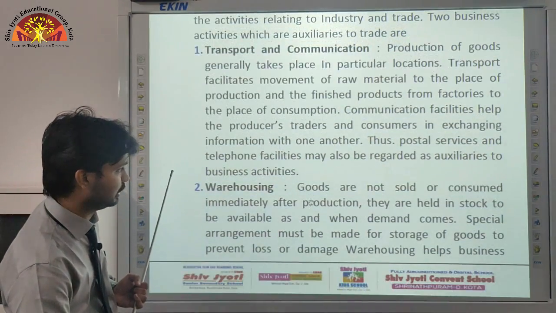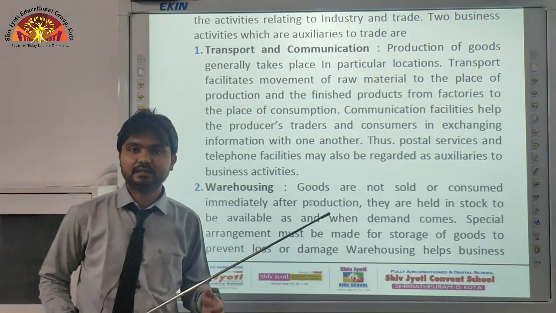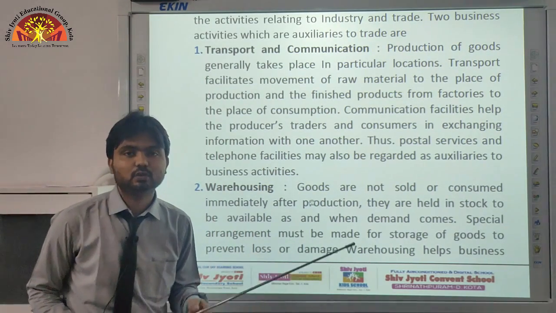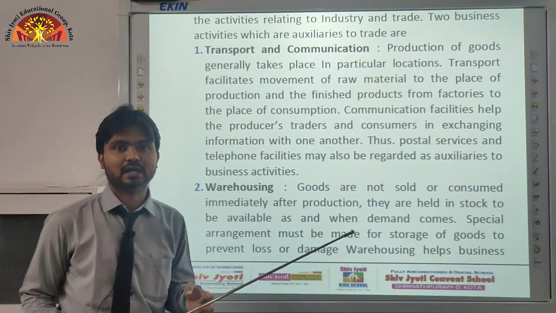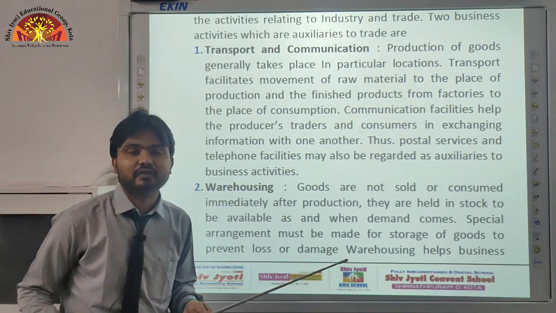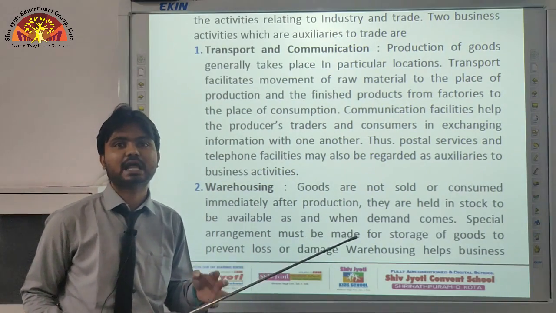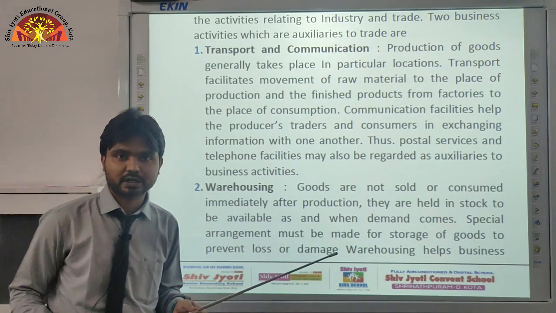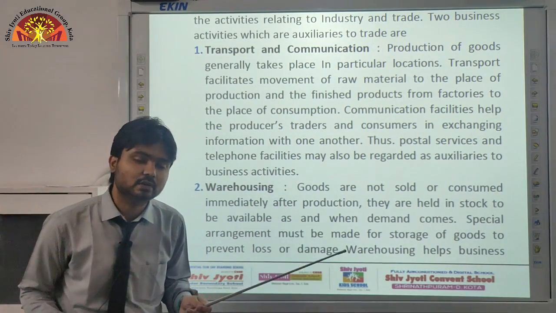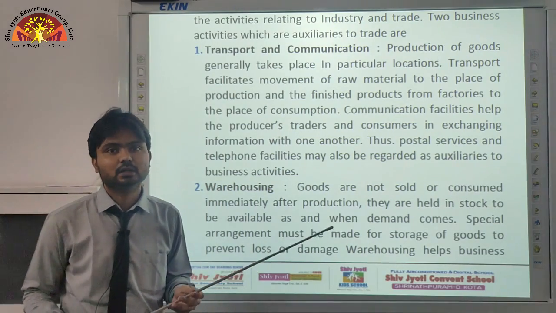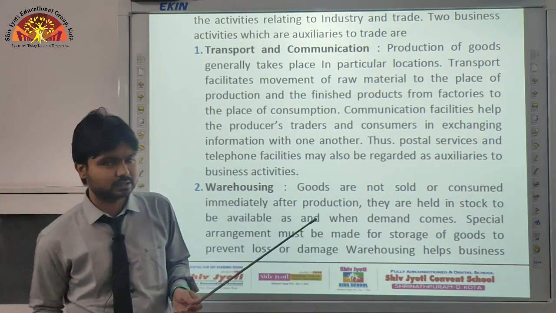The next one is warehousing. As we have seen, warehousing helps in storing the goods. We know that between the place of production and the consumption, there is a lag between the two activities. We cannot say that production and consumption can be simultaneously performed. So warehousing plays a very important part. We store the goods in the warehouse, and ultimately when the demand for that particular product arises, the goods are delivered to the ultimate consumer.